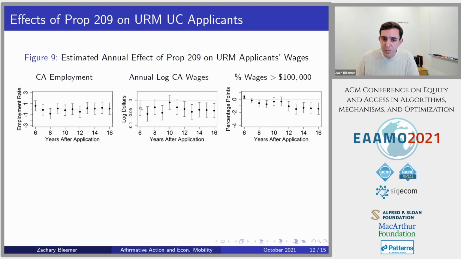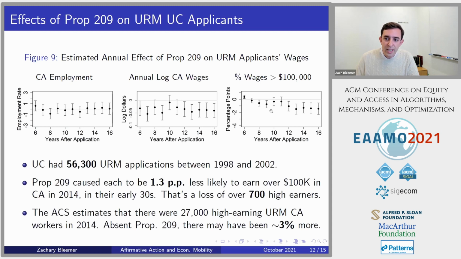You can see there's this persistent decline in log wages, or this decline in their likelihood of earning at least $100,000 a year, that doesn't seem to be improving as they enter their mid-30s, many years after they've gone to college. Focusing for just a moment on this decline in students' likelihood of earning at least $100,000 a year, we can just add up, okay, how many applicants are there?